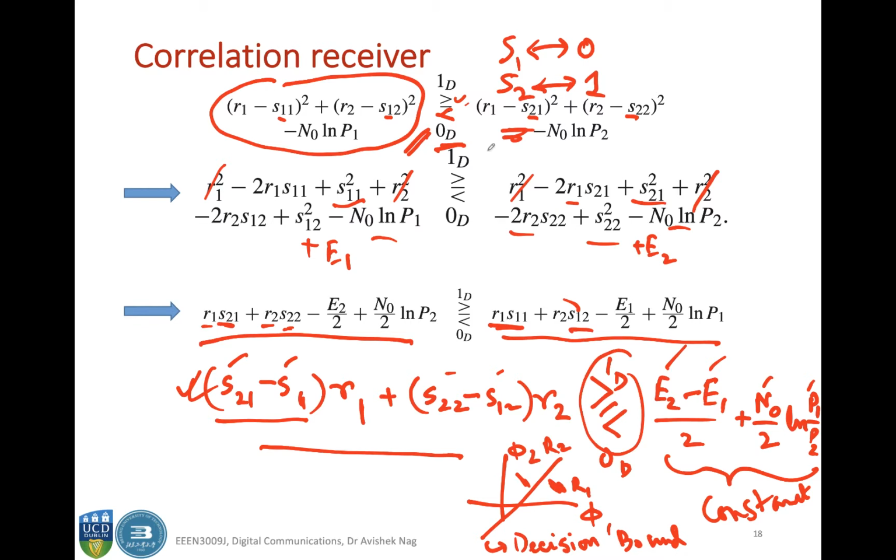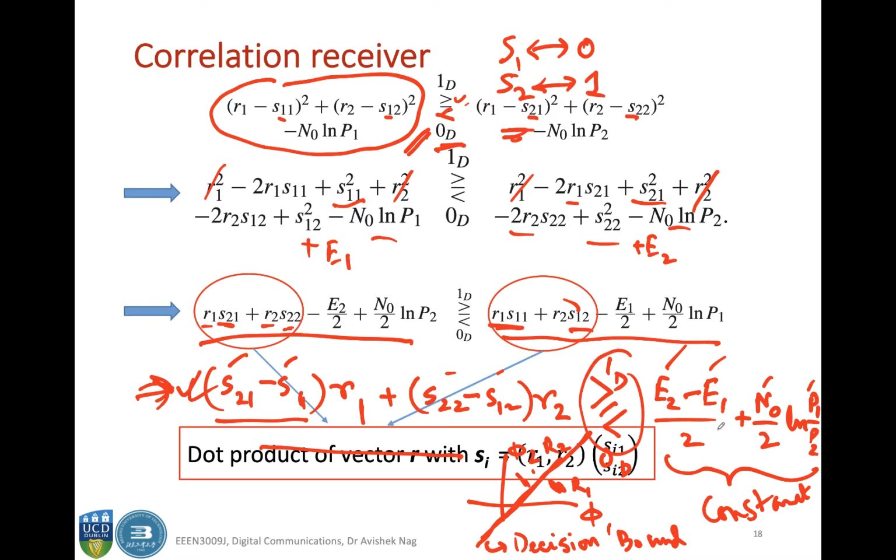falls in this R1 region, then you decide for signal S1. If your received signal falls here, then you decide for S2. And this is the boundary, and the equation of the boundary, this is a straight line. The equation of that straight line is given by this, whatever is given here.